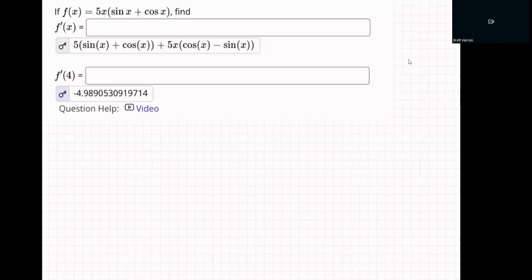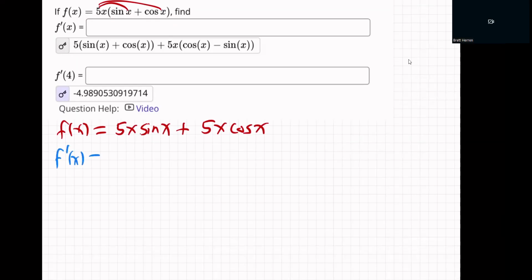Okay, on this question, we have a function. Let me bring it down here. f of x is 5x (sine x plus cos x). What I'm going to do is first off just distribute, so it'll be 5x sine x plus 5x cos x. And then they want me to take the derivative. So here we go, f prime of x.